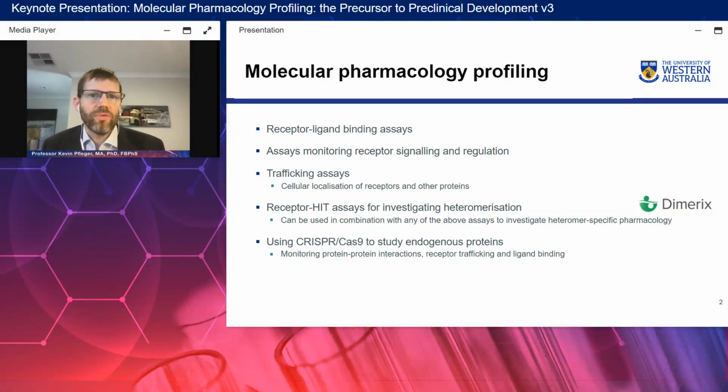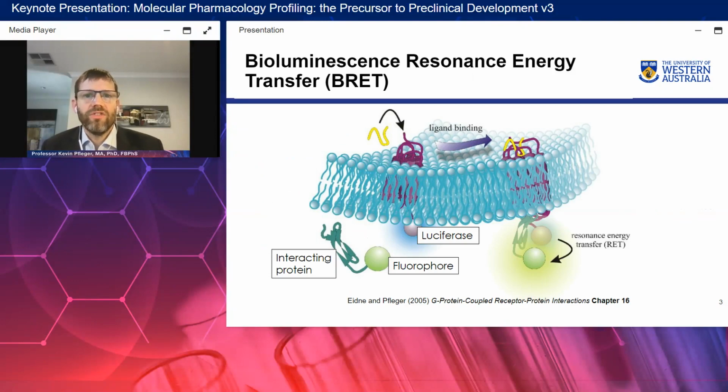And then if we're looking at endogenous proteins, we can utilize CRISPR-Cas9 and actually study those endogenous proteins under endogenous regulation. And we can use that to monitor protein-protein interactions, receptor trafficking, and ligand binding. Bioluminescence resonance energy transfer, or BRET, is a technology that's now widely used across the field. And it's a way of looking at protein-protein proximity and also ligand receptor proximity. It enables us to actually, in real time, look at how these signaling pathways are activated.